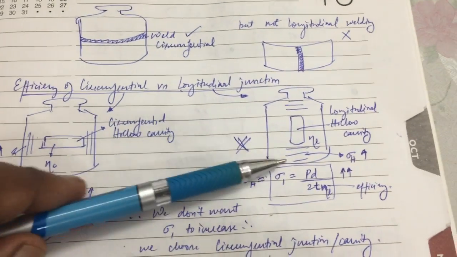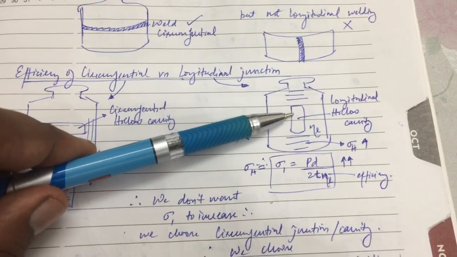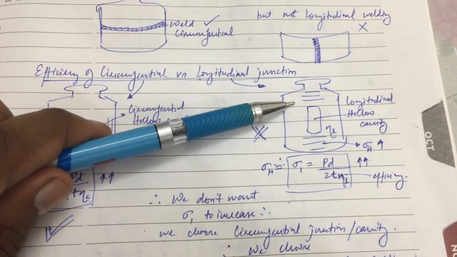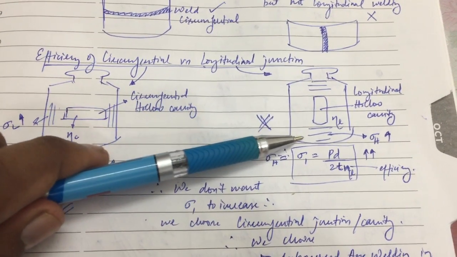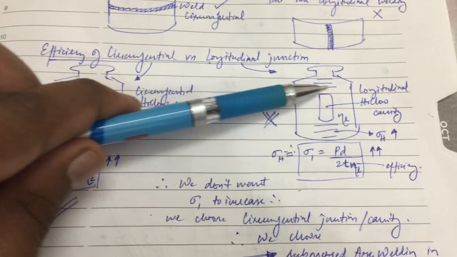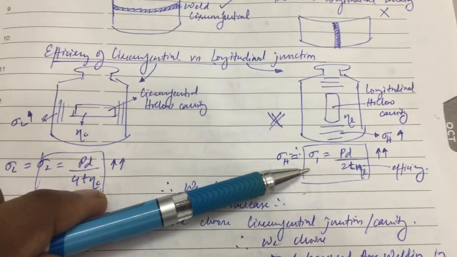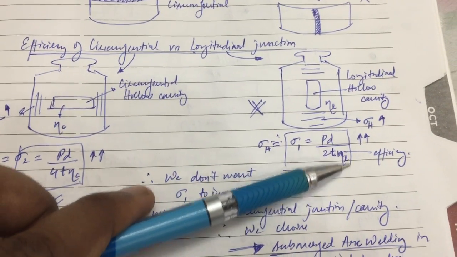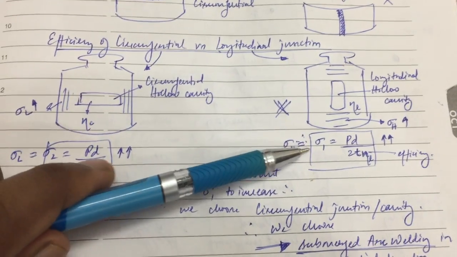For example, if we have a cylinder like this and there is a longitudinal hollow cavity, in this case the stress will be higher in the circumferential direction. In that case the hoop stress, or the maximum stress, will be PD by 2t times the efficiency. This means the stress increases for the major stress.